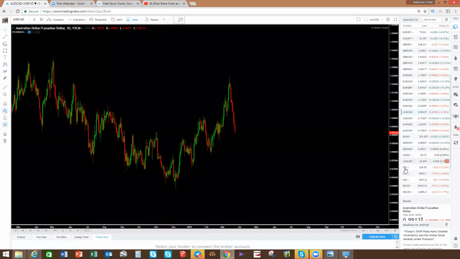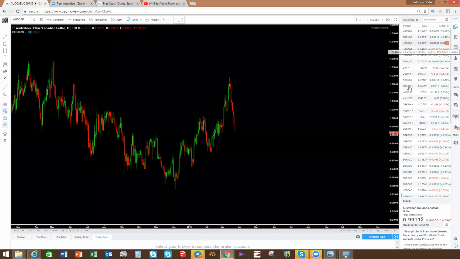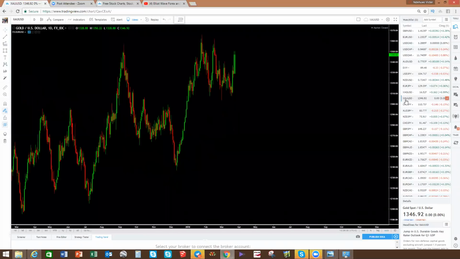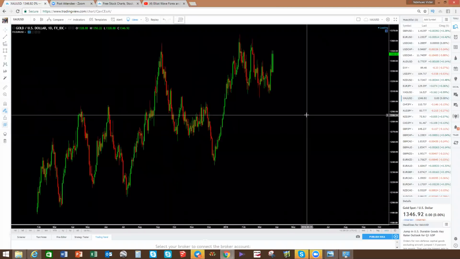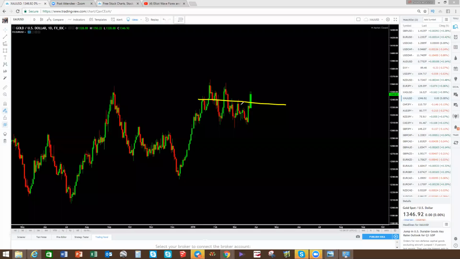We'll look at commodities now. Gold and silver. So we're on the daily now. You can see we're still in that theme on the US dollar pairs, that all the US dollar pairs are just going sideways. They're not going anywhere.